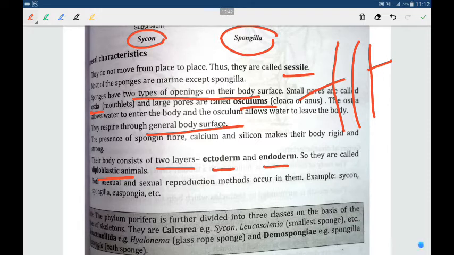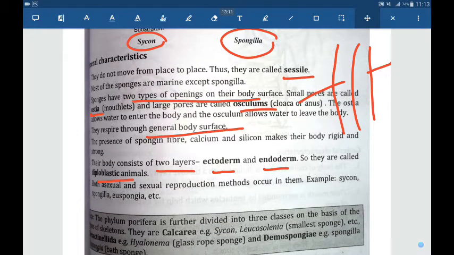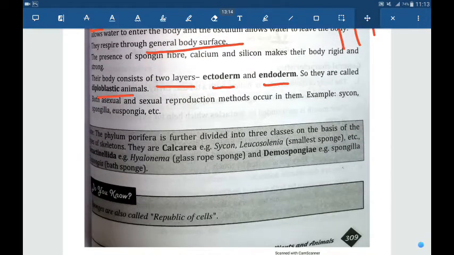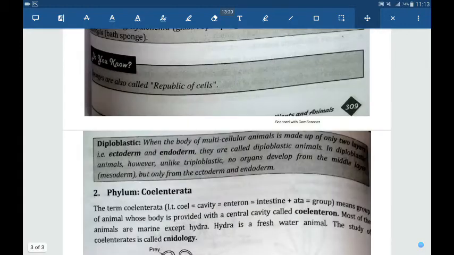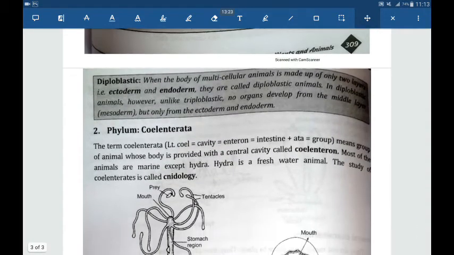Let's remember, Porifera are pore-bearing animals. Examples are Sycon and Spongilla. They are sessile. They contain two types of openings, ostia and osculum. They respire through the general body surface. Their body contains ectoderm and endoderm. Okay students, so diploblastic means endoderm and ectoderm, two parts.